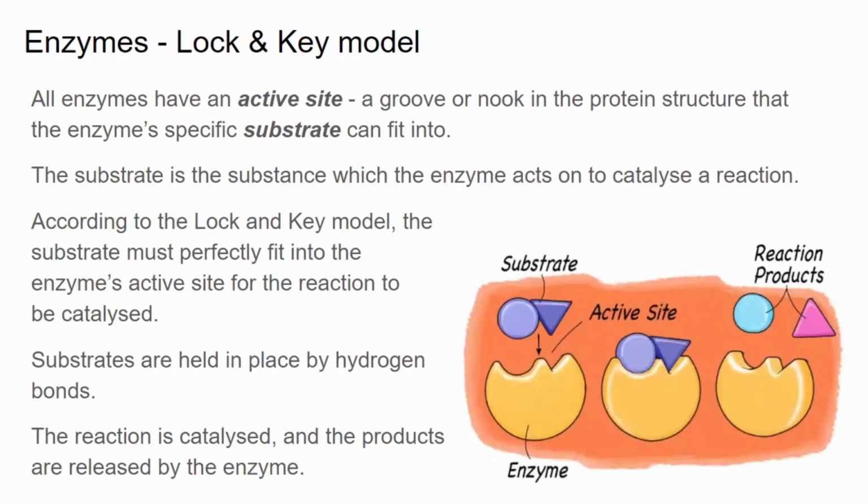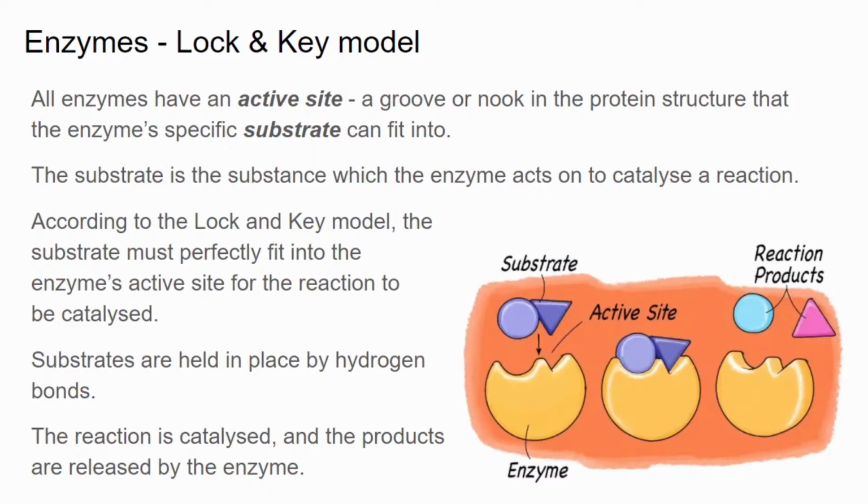So I said that enzymes were very, very specific. The reason they are very specific is they have a very specific active site. An active site is an area on our enzyme, a groove or a nook in the protein structure that the enzyme's specific substrate can fit into. Now, the substrate is the substance that the enzyme is going to act on to catalyze a reaction. So it might be breaking down one substrate into several different products, or it might be binding several products and bringing them together to create a new product.